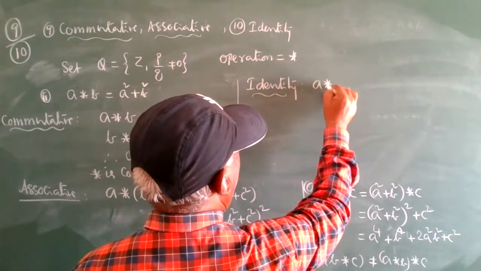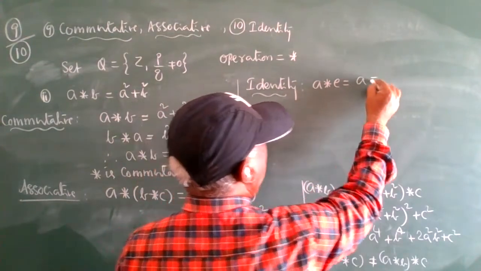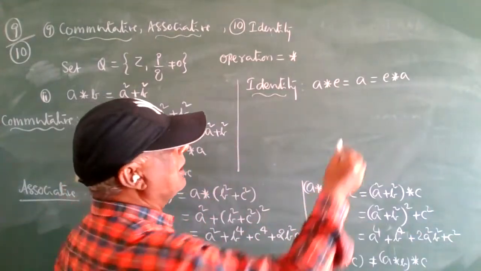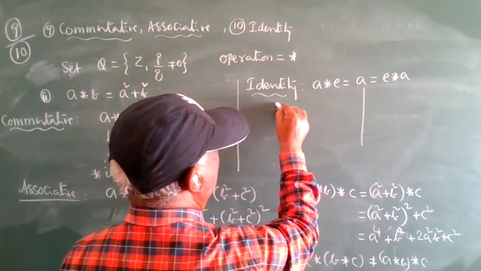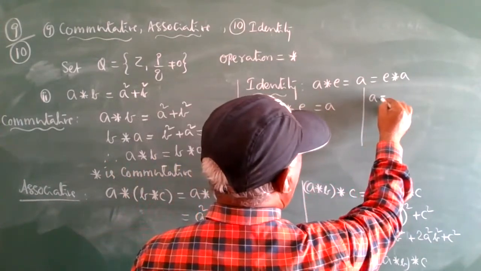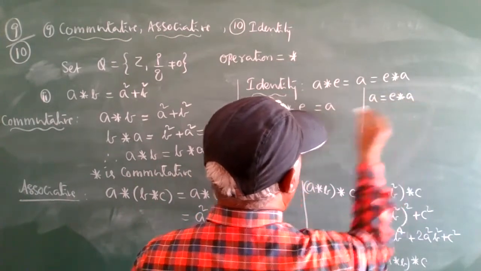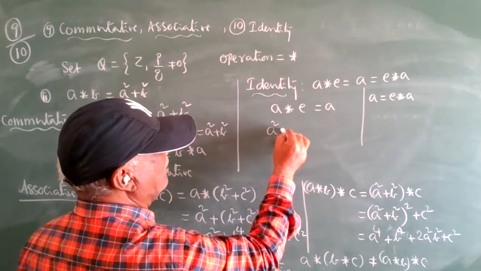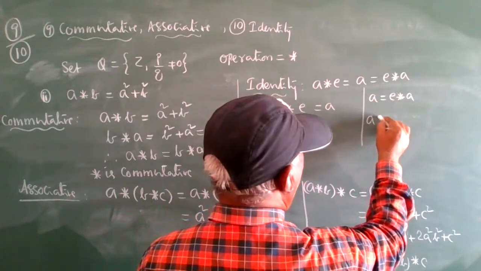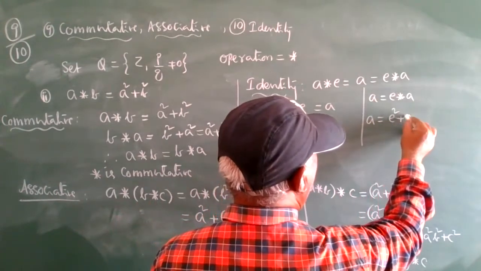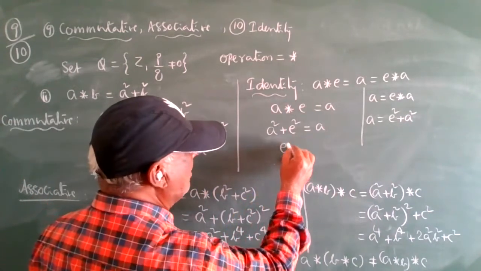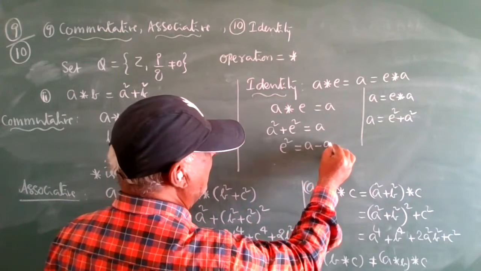A star E is equal to A is equal to E star A. We can only get a unique element. Here we can make two parts. A star E is equal to A is equal to E star A. Here, A square plus E square is equal to A. Here A is equal to E square plus A square. Next one, E square is equal to A minus A square.